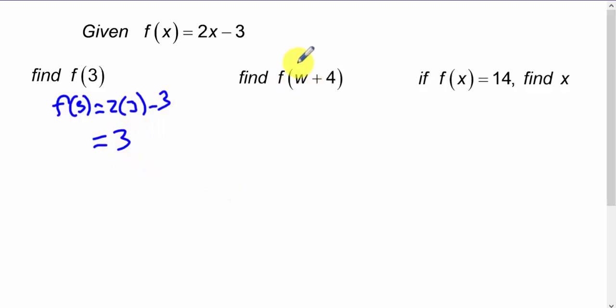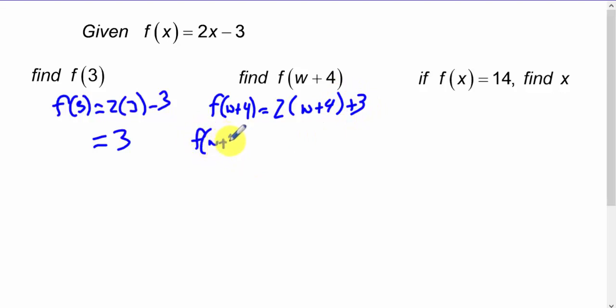f of w plus 4, well, this is taking the place of x. So again, we're just putting it in its place. f of w plus 4 is equal to 2 times, instead of x, I have w plus 4, plus 3. So f of w plus 4 is equal to 2w, there's 8 and 3, which is 11.